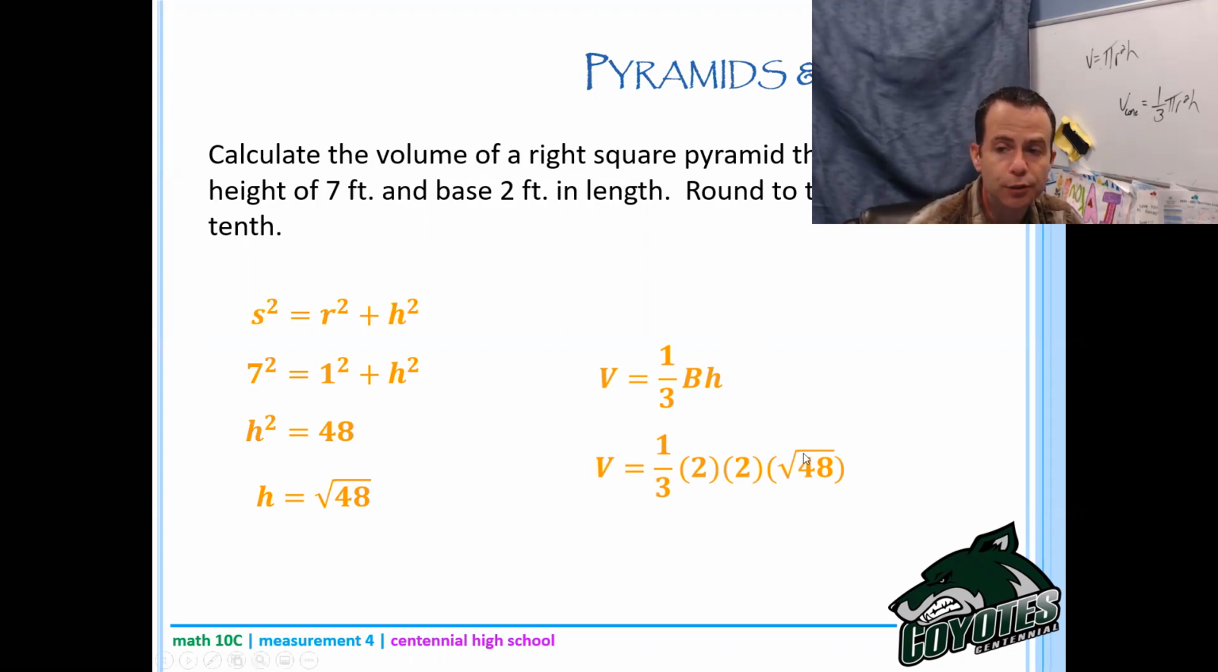Just make sure that with your root 48, you are outside of the root before you divide by 3. You don't want the division by 3 to be underneath the root. Depending on your model of calculator, you might have to right arrow out of the root, or you might have to close a bracket. That's not a TI or Casio thing, that's more an older model versus newer model thing. Make sure you're out of that square root before you divide by 3. You should get an answer of 9.2 feet cubed when rounded properly to the nearest tenth.